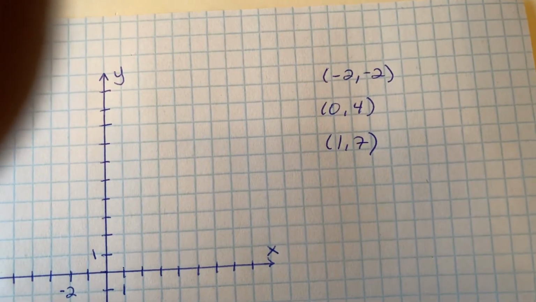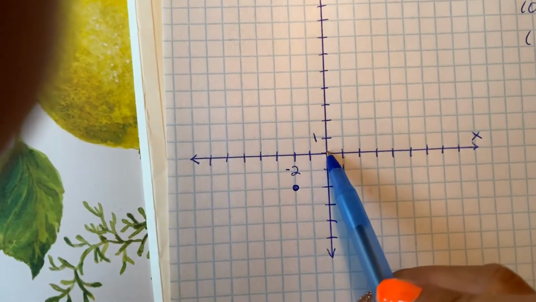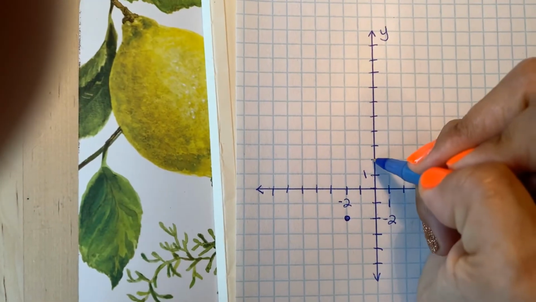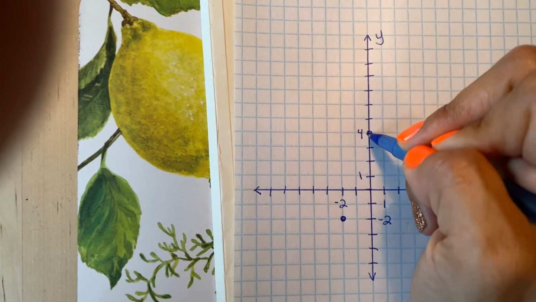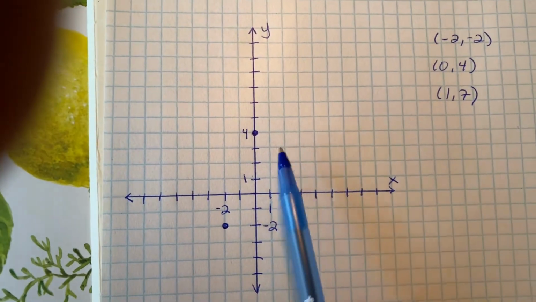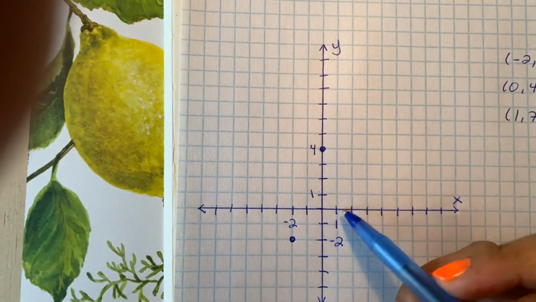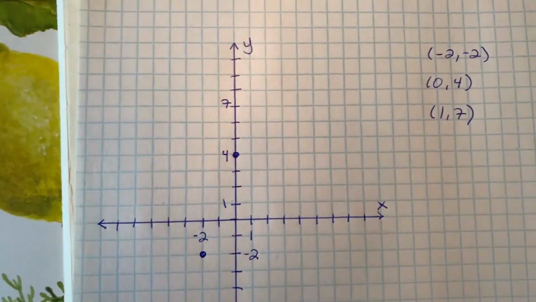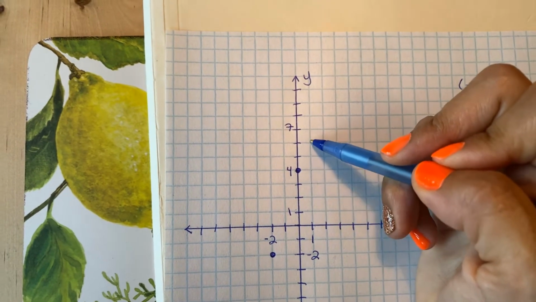Okay, next one, 0, 4. So when the x number is 0, right? This is 0, 0 for both. This is the origin. And then the y value is 4, 1, 2, 3, 4. So 0, 4 is right here on the y-axis, right? So there's my plot. And then 1, 7. So you find your 1, that's here, and then find your 7. So 4, 5, 6, 7. Okay, so here is 7. So the plot 1, 7 is 1, and then 1, 2, 3, 4, 5, 6, 7.